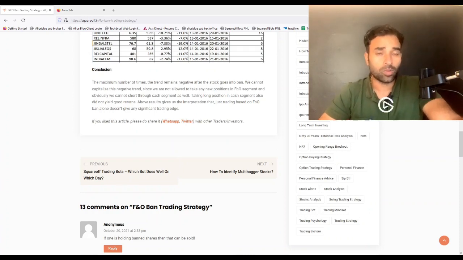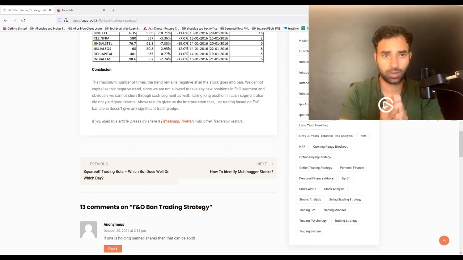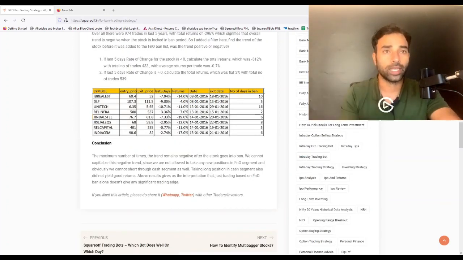So, final conclusion. What do we conclude here? First we took data from 2016 to 2021 and found out the list of stocks that were added into the F&O ban list, from which date to which date, when it was added and when it was removed. Once we gathered all the data, we took the entry price and exit price from the historical data. When the stock was added into the F&O ban list, the next day's price is taken as the entry price, and once the stock is removed from the F&O ban list, the next day's price is taken as the exit price. Then we calculated how much returns we made.